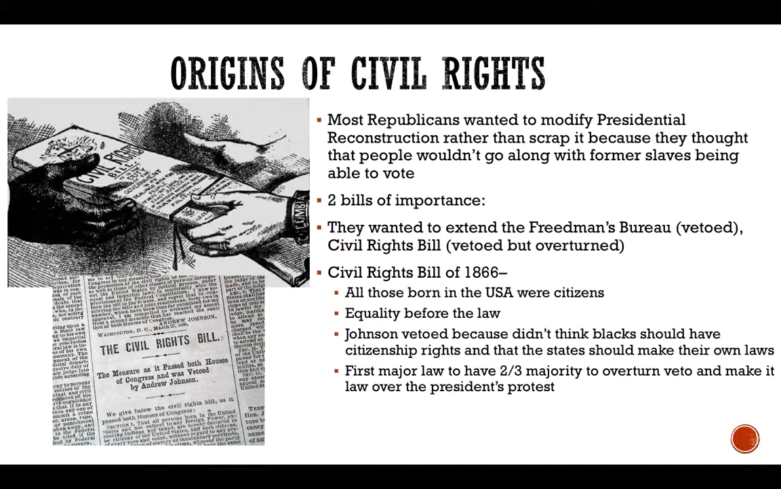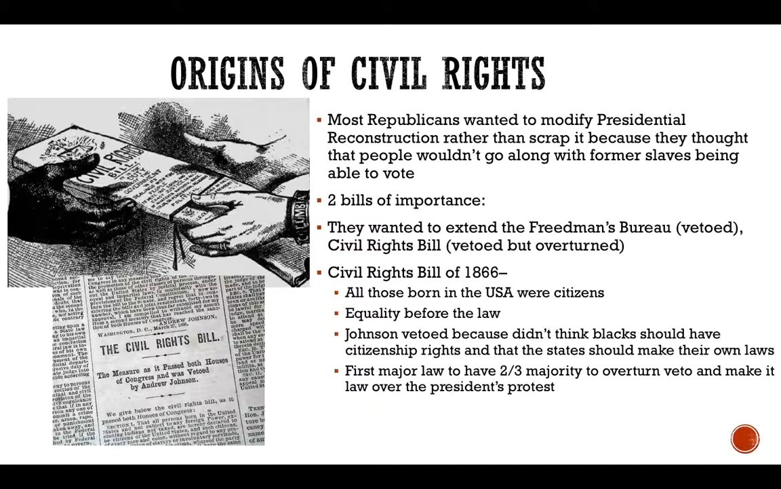We start to see what becomes the origin of civil rights. So most Republicans at the time wanted to modify presidential Reconstruction rather than scrap it, because they thought that people wouldn't go along with former slaves being able to vote. So they wanted to change things about this Reconstruction rather than create their own.